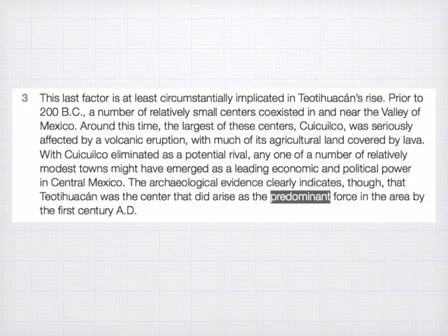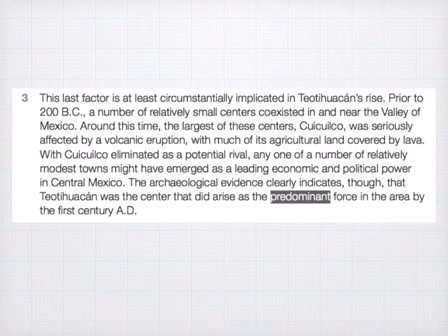So as we read down, we can see the sentence that begins around this time, the largest of these centers, and there's also a mention of a new city, Quilquilco, which was, it says here, seriously affected by a volcanic eruption. Much of its agricultural land was covered by lava. Lava obviously connected with volcanoes and eruptions.